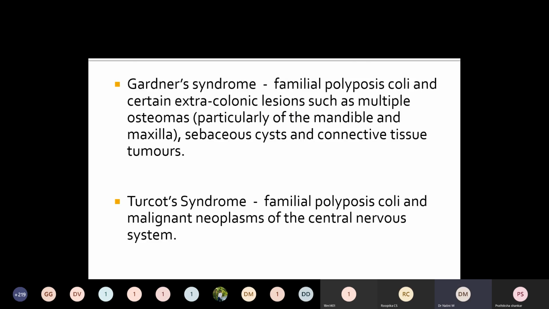The other syndromes are Gardner syndrome. What are the components of Gardner syndrome? You have familial polyposis coli, and extracolonic lesions include multiple osteomas, sebaceous cysts, and connective tissue tumors. In Turcot's, you have familial polyposis coli again, and CNS tumors.